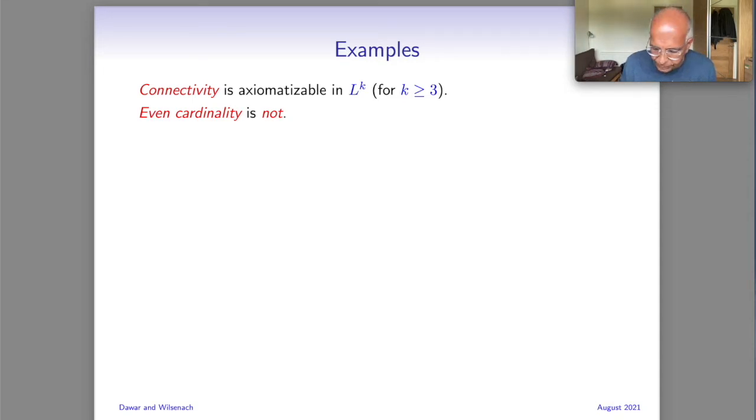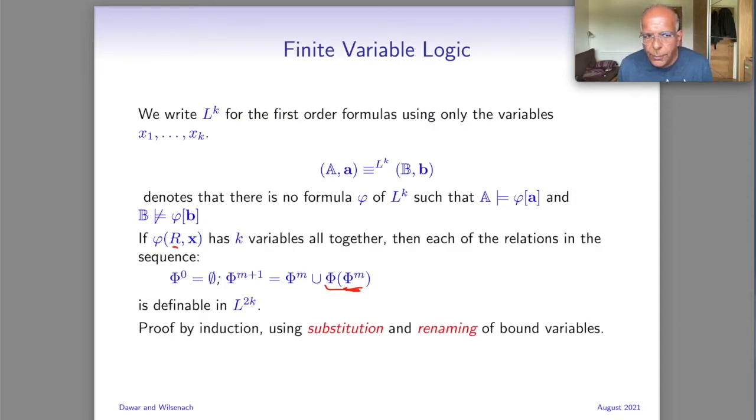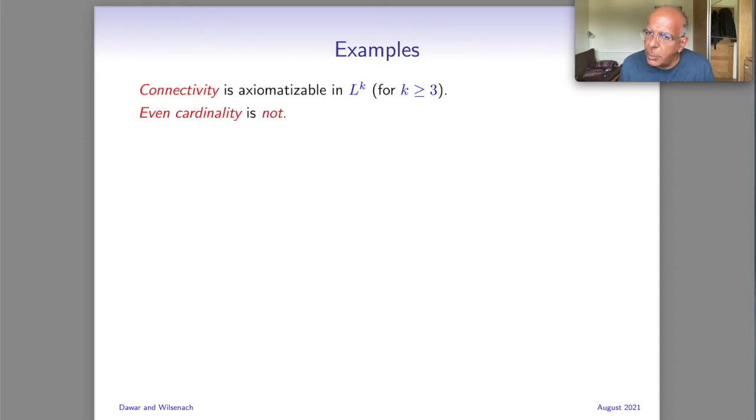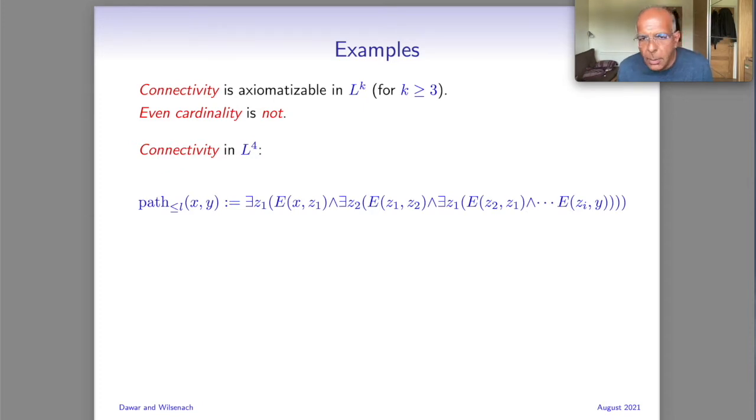And essentially, the fact that you can define any stage of unfolding of the fixed point operator using a constant number of variables means that anything that is not axiomatizable with a fixed number of variables is not definable in fixed point logic. But I'll say a little bit more about that in a moment. First, let's consider as an example, here's an axiomatization of connectivity using just 4 variables. You can get away with 3, but I think it's a bit simpler if I do it with 4.